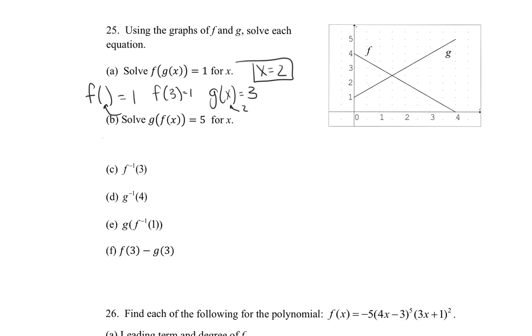Solve for g of x equals 5. So I go to 5, and I go over, and that's here at 4. So that means f of x is equal to 4, and that happens at 0, so x is equal to 0.